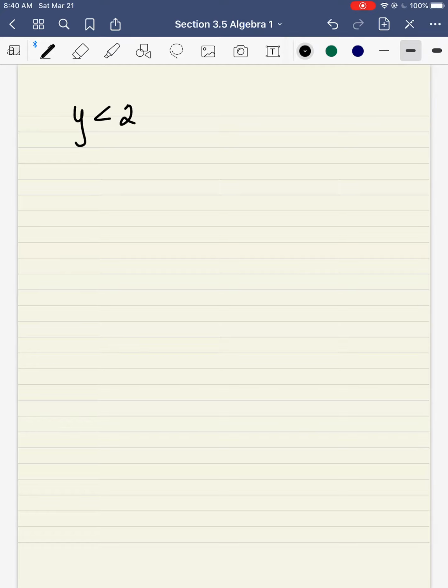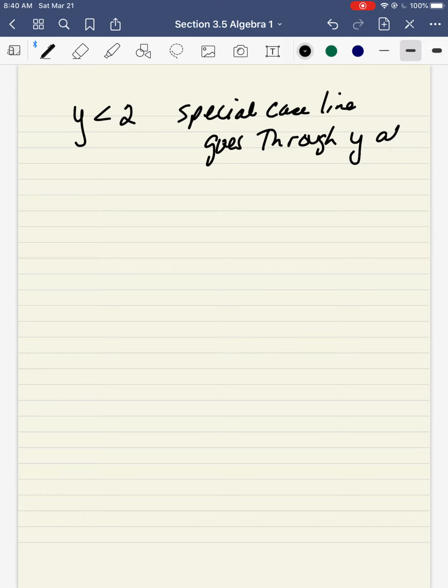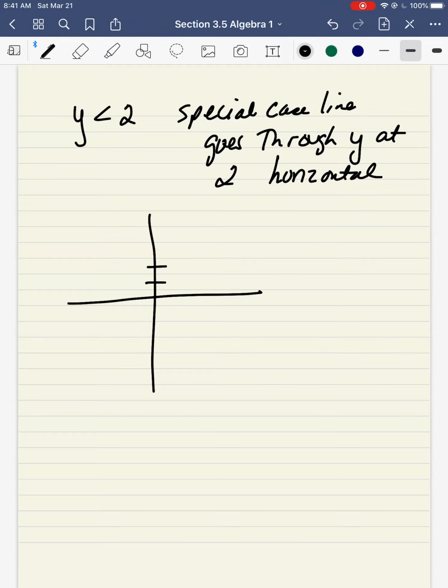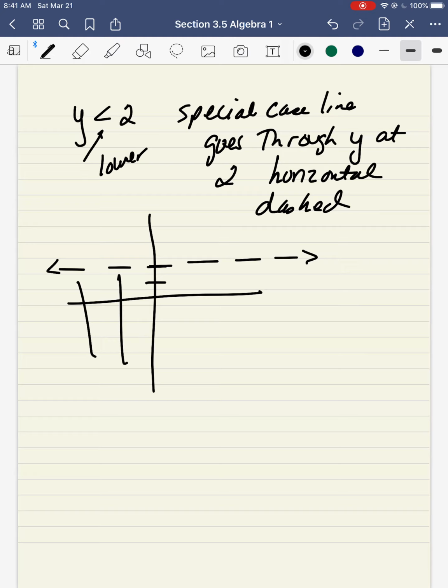Y is less than 2. This is our special case line. So it goes through the y-axis at 2. So it's a horizontal line. There's no equal sign, so it's dashed. So I make a dashed line through y at 2. It's less than, so you shade the lower section, so all of that would be shaded.